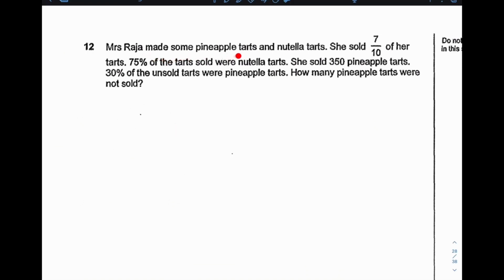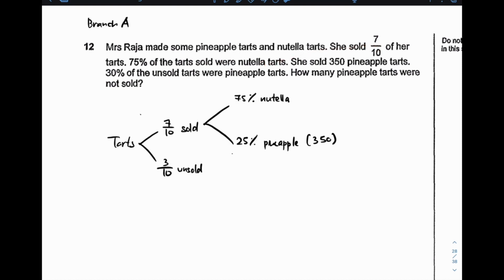Mrs. Raja made some pineapple tarts and Nutella tarts. She sold 7/10. Okay, so 3/10 were not sold. 75% of those that were sold were Nutella. So this looks like a branch method question. So 7/10 was sold. Out of this number, 75% were Nutella. Another way of saying 25% were pineapple. And we are told that this is 350. 30% of the unsold were pineapple.